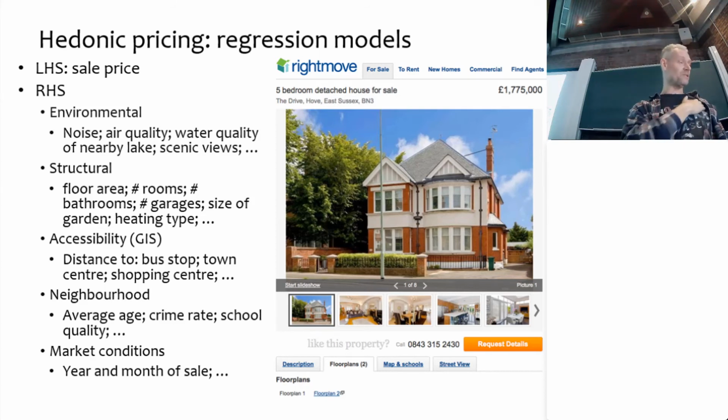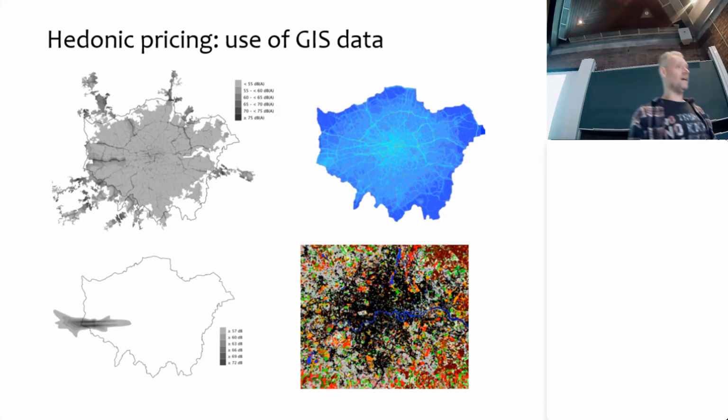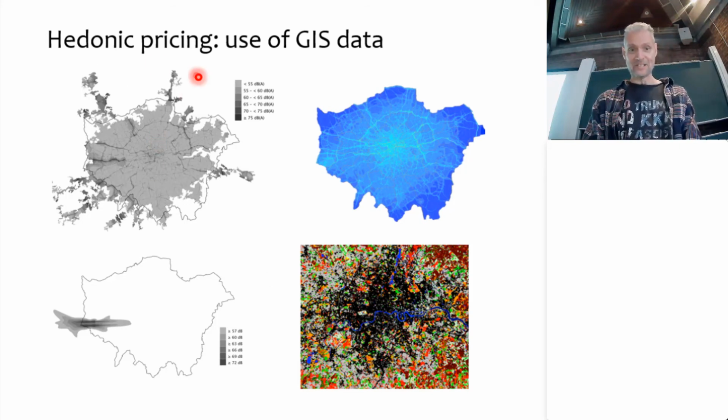It won't give you the crime rates, but you can look that up. You can use the census to look at the average age of your prospective neighbors, and so on and so forth. And all these data are there, and of course all these things are important. Then you can tie this up with GIS data. And what you're looking at here on the left is noise. So this is traffic noise in Greater London. And this is, lo and behold, Heathrow, right? The noise that comes from Heathrow.